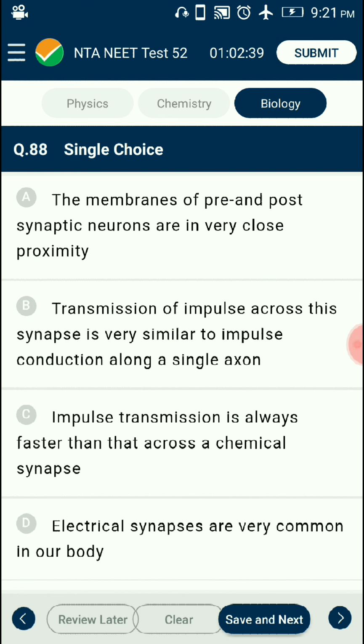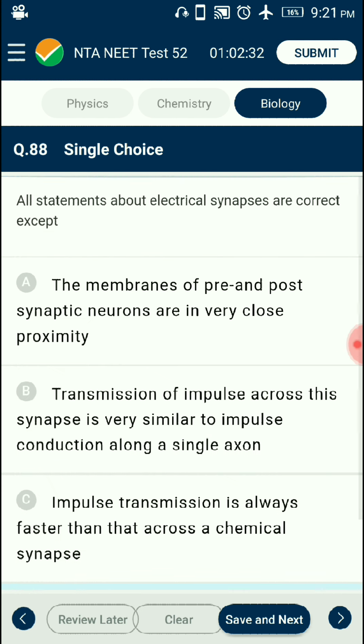Electrical synapses are rare in our system. So the answer for this question is option D. Electrical synapses are very common in our body. So that is the incorrect statement.